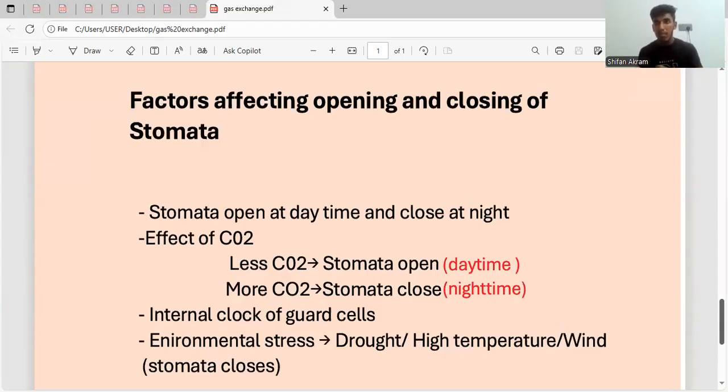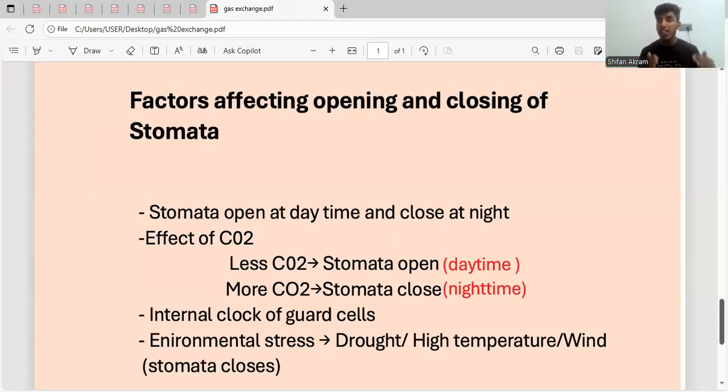Because of these potassium ions inside the guard cell, the water potential decreases. Because the water potential decreases, water moves inside the cell. When water moves inside the cell, the turgor increases. And because of this, the guard cells open. And the same occurs at night. At night, the potassium ions leave the guard cells. Because of this, water leaves the guard cell. When water leaves the guard cell, there is no turgor pressure and guard cells close. So that is the first one.